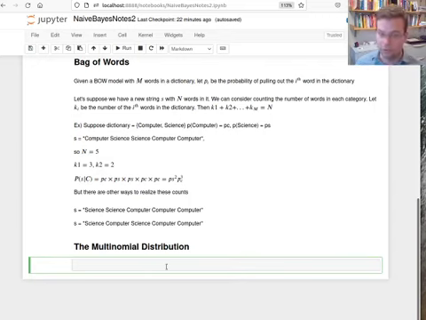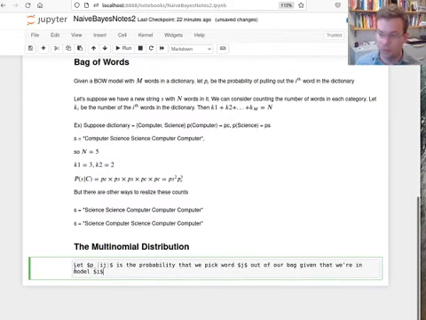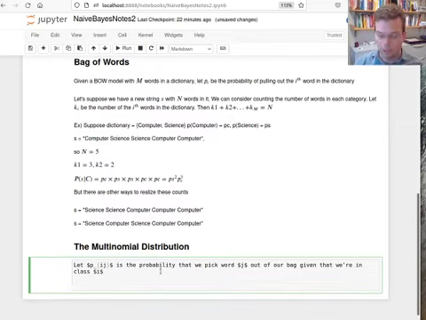Okay, so let me first introduce just a little bit more notation. I'll say that let Pij be the probability that we pick word j out of our bag, given that we're using model i. So different models, or different classes, I'll say class i. Different classes have different probabilities of picking out particular words. I'll also let xj be the actual counts of word j in our dictionary.